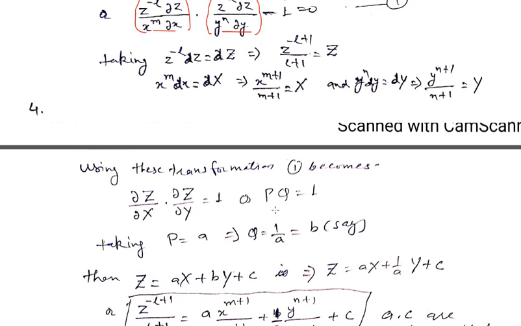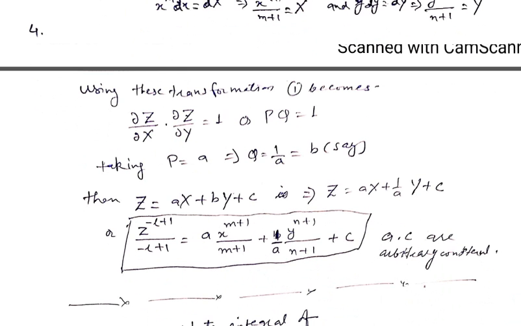Here P and Q are capital P and Q. So let's take P is equals to A, then we get Q is equals to 1 upon A, and its solution will be given by Z is equals to AX plus BY plus C. So it becomes Z is equals to AX plus 1 by AY plus C, and putting the value of X by z we get this, a complete solution.